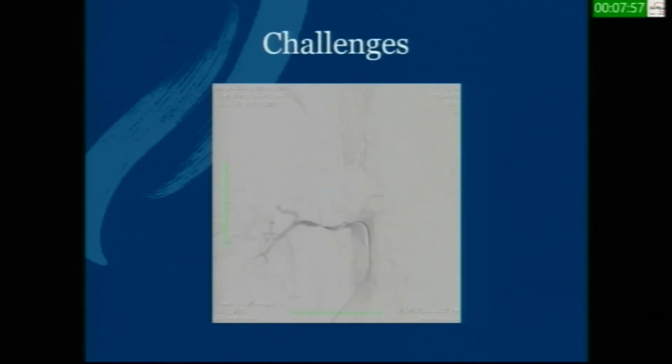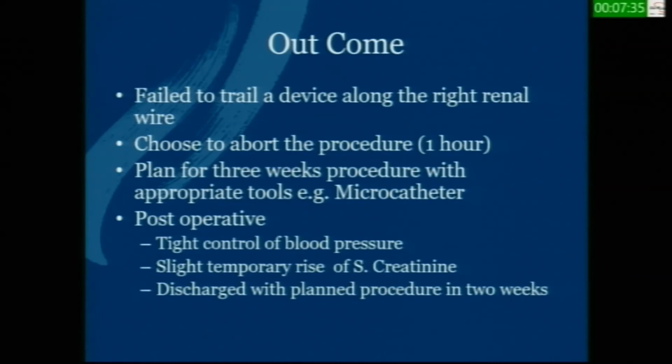And we tried over and over again to trail a device across our wire through the right renal artery, but we did fail. We used a long sheath, we used a renal double curve, we even used a Trailblazer, and nothing did pass. So, after many devices over and over again, we chose to abort the procedure at that time. It took us about 1 hour to negotiate through the right renal artery, and we planned for a procedure in 3 weeks after appropriate tools, which is the microcatheter and so on.